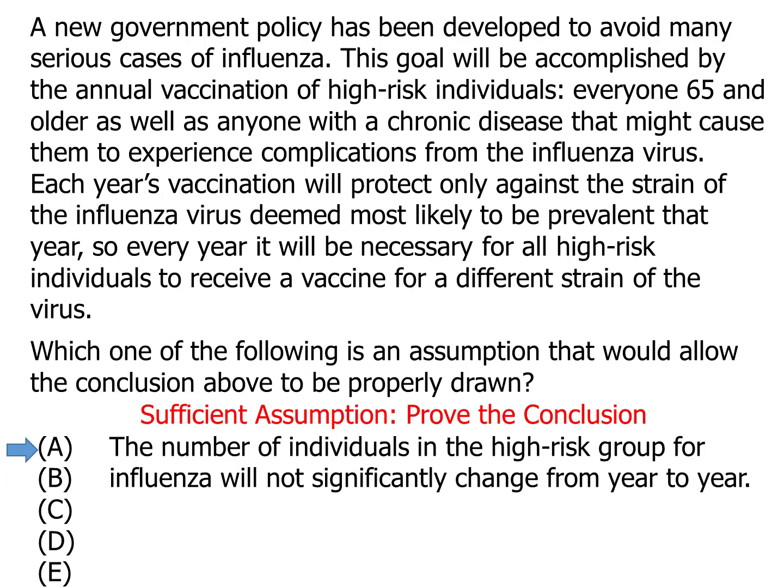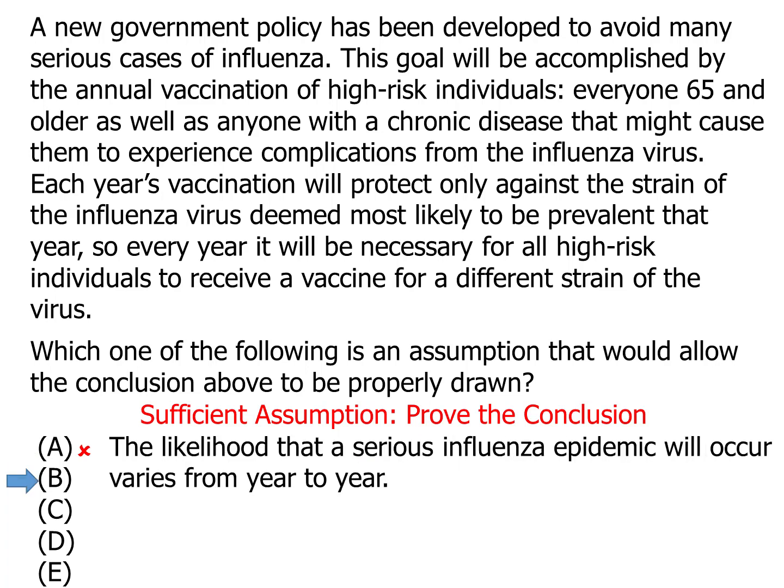Answer choice A, the number of individuals in the high-risk group for influenza will not significantly change from year to year. The number of people that we are immunizing isn't really at issue in the argument. They're giving it to every high-risk individual. How many flu shots they need is not going to help us prove that they need a different strain of the virus or a different vaccine every year.